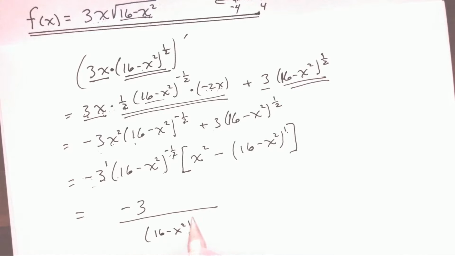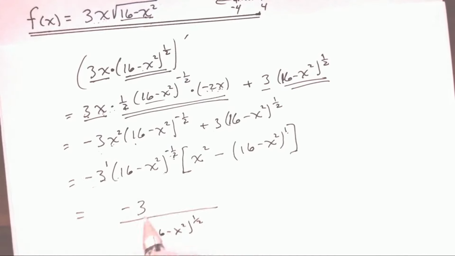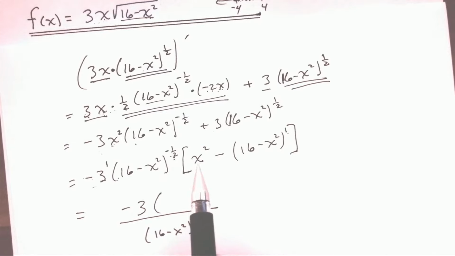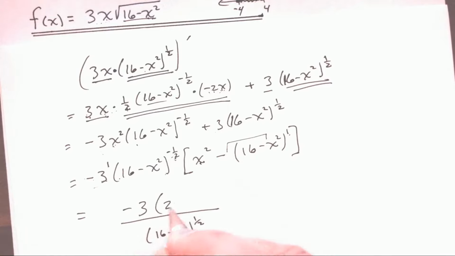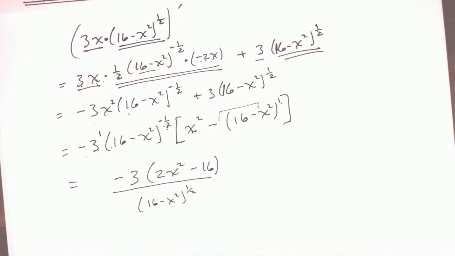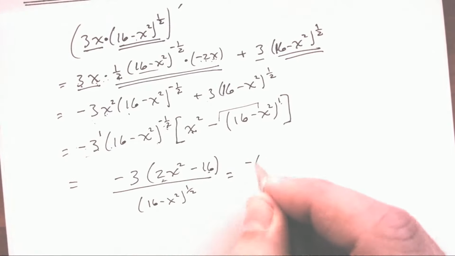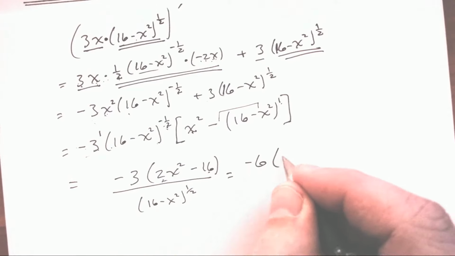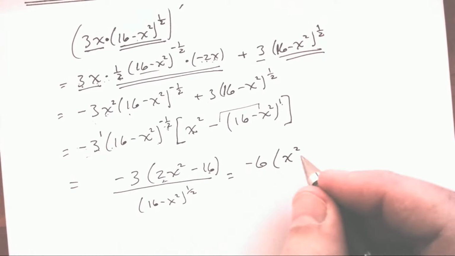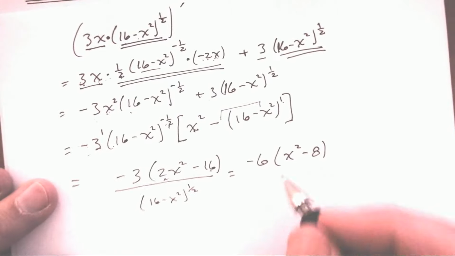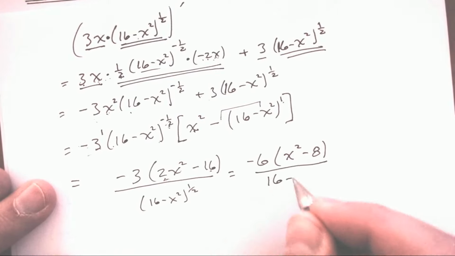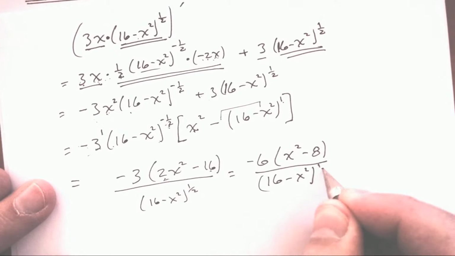It can go to the denominator, become positive 1/2. And inside of parentheses here, I've got an x squared, eventually plus another x squared. And I would be okay with that. You may also factor another 2 out of here, giving us negative 6 times x squared minus 8 on 16 minus x squared to the 1/2, or the square root.